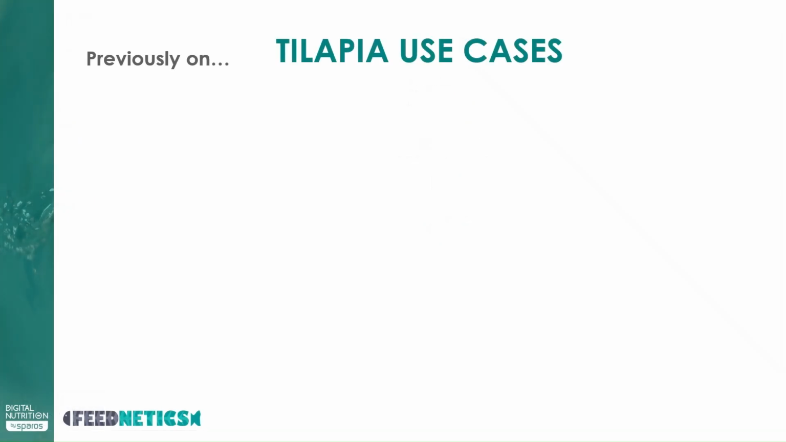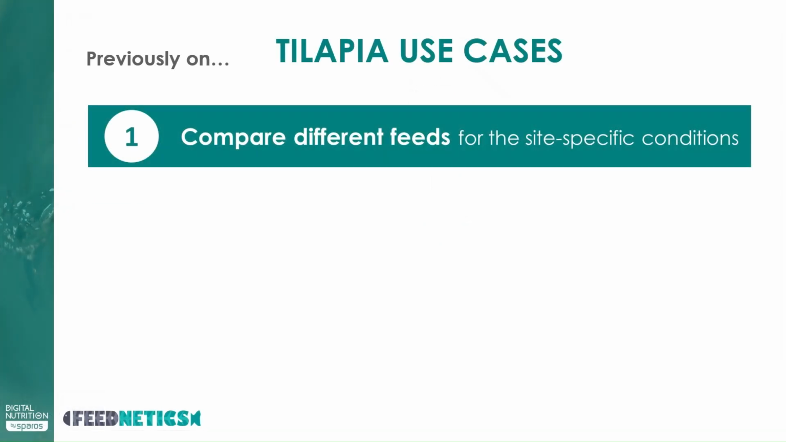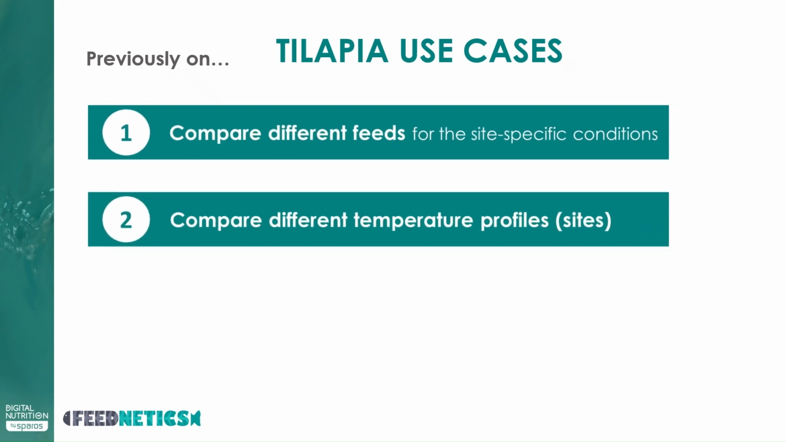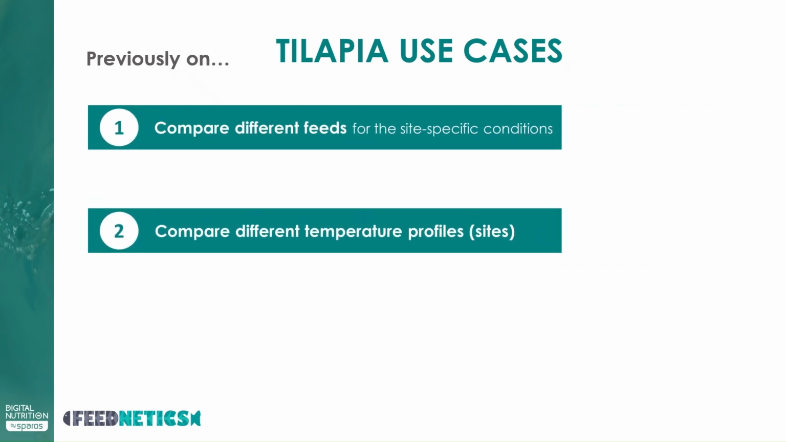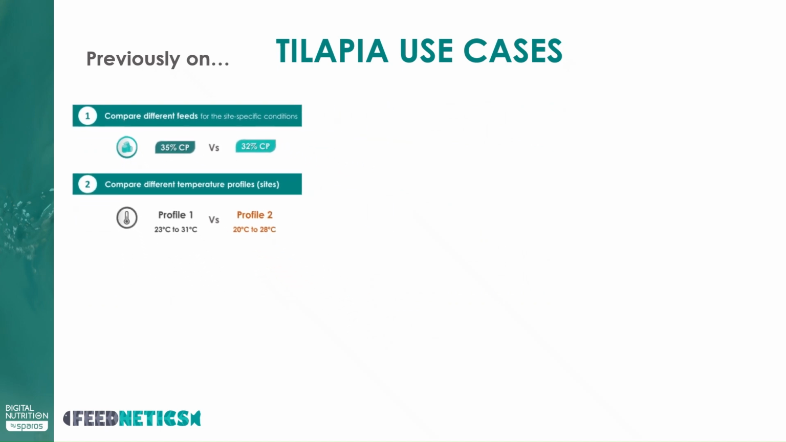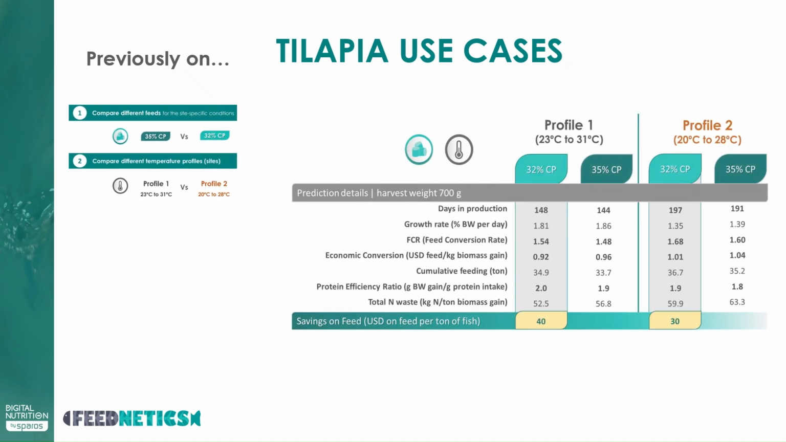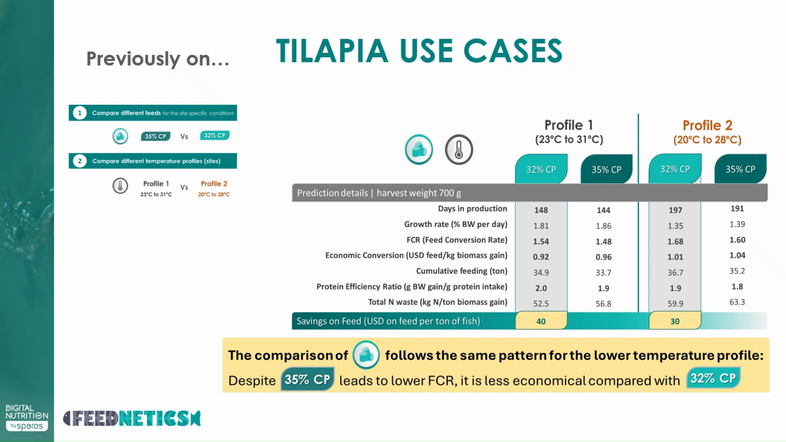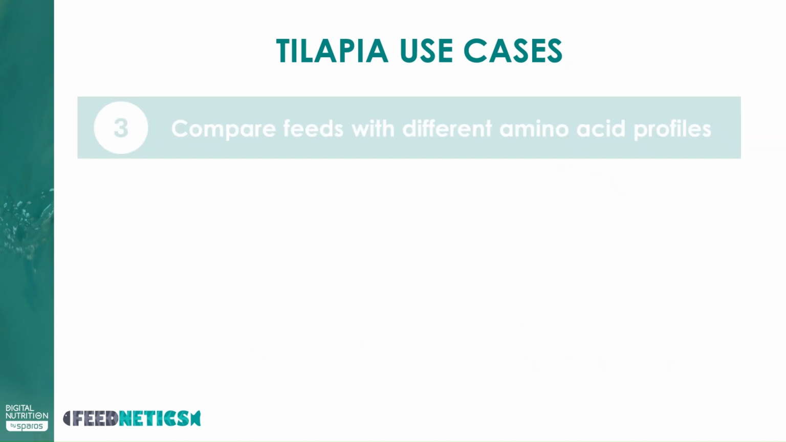Previously on our tilapia use case series, we explored two practical applications in FEEDNETICS. First, we compared different feeds for site-specific conditions, 35% versus 32% crude protein, and second, we kept the feeds and farming setup consistent, but tested two different temperature profiles. Both diets showed similar growth performance, but the 32% protein feed remained the most economical option. These results also highlighted that farm-specific conditions can shift outcomes, reinforcing the need for individual evaluation.